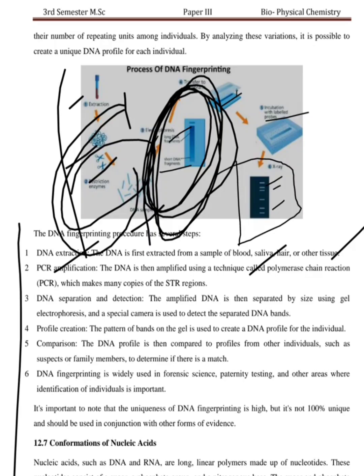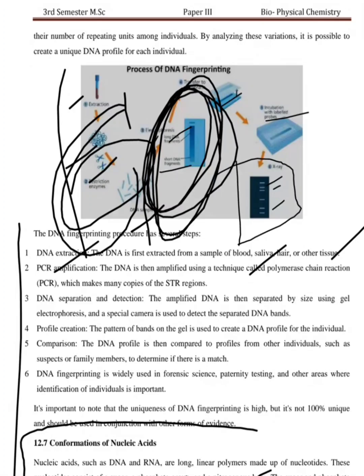Next is the conformation of nucleic acid. Nucleic acids such as DNA and RNA are long linear polymers made up of nucleotides. Nucleotides are the building units of nucleic acids such as DNA and RNA. Each nucleotide contains a sugar, a phosphate group, and a nitrogenous base.